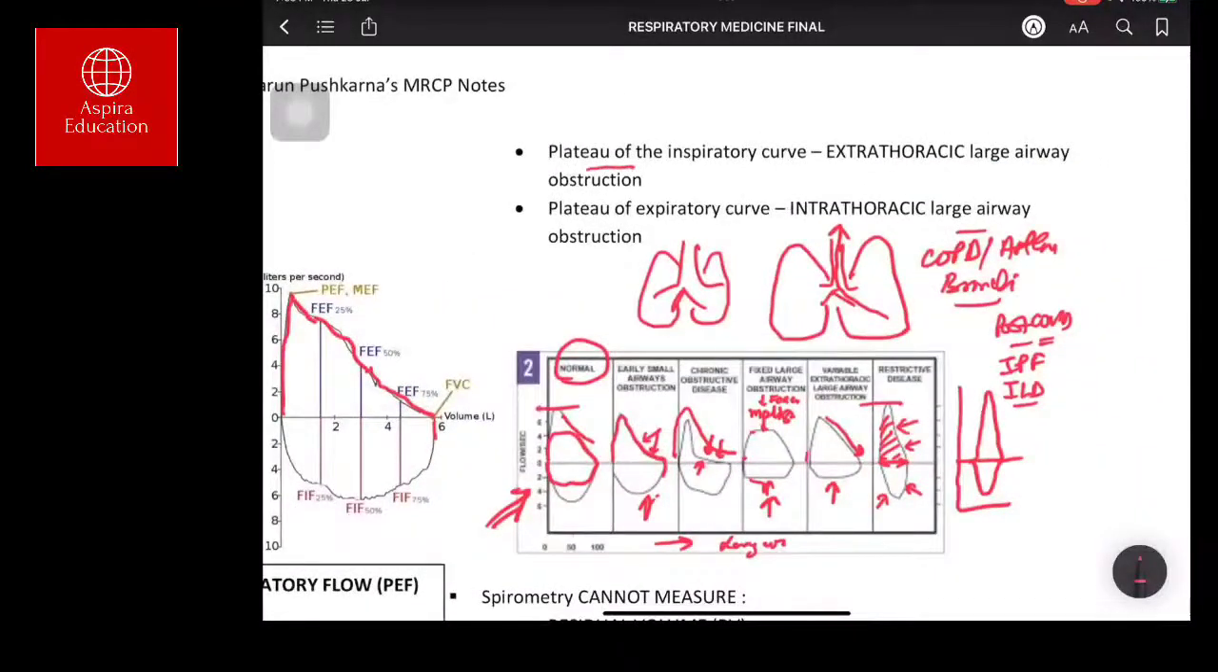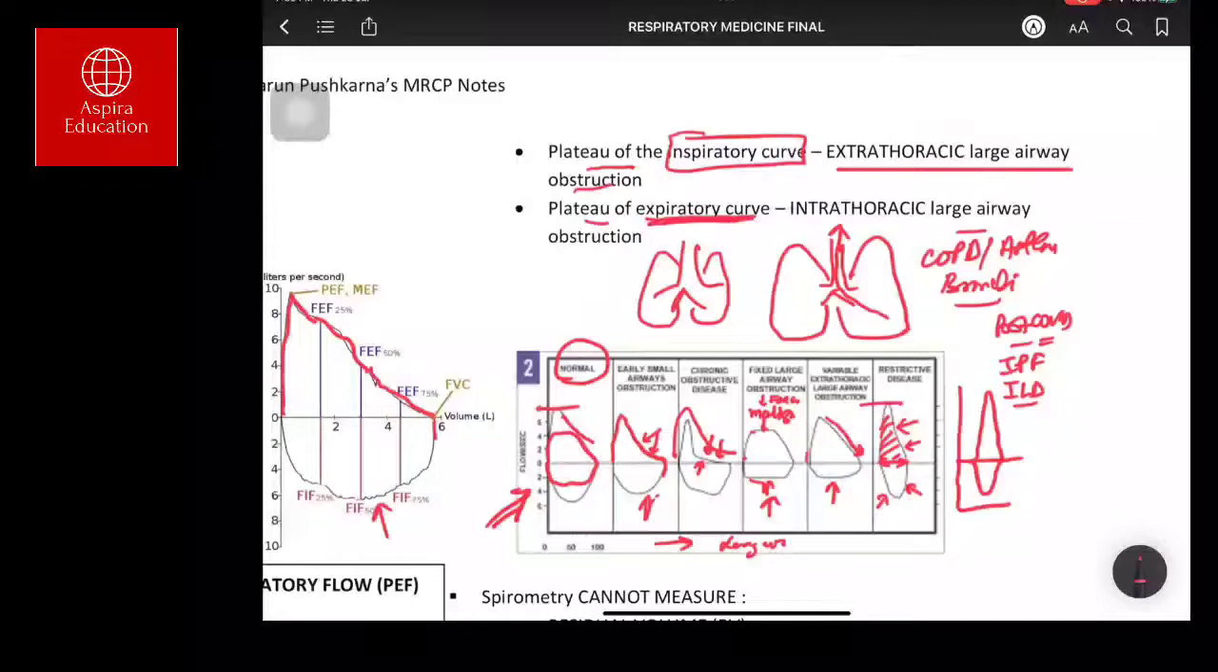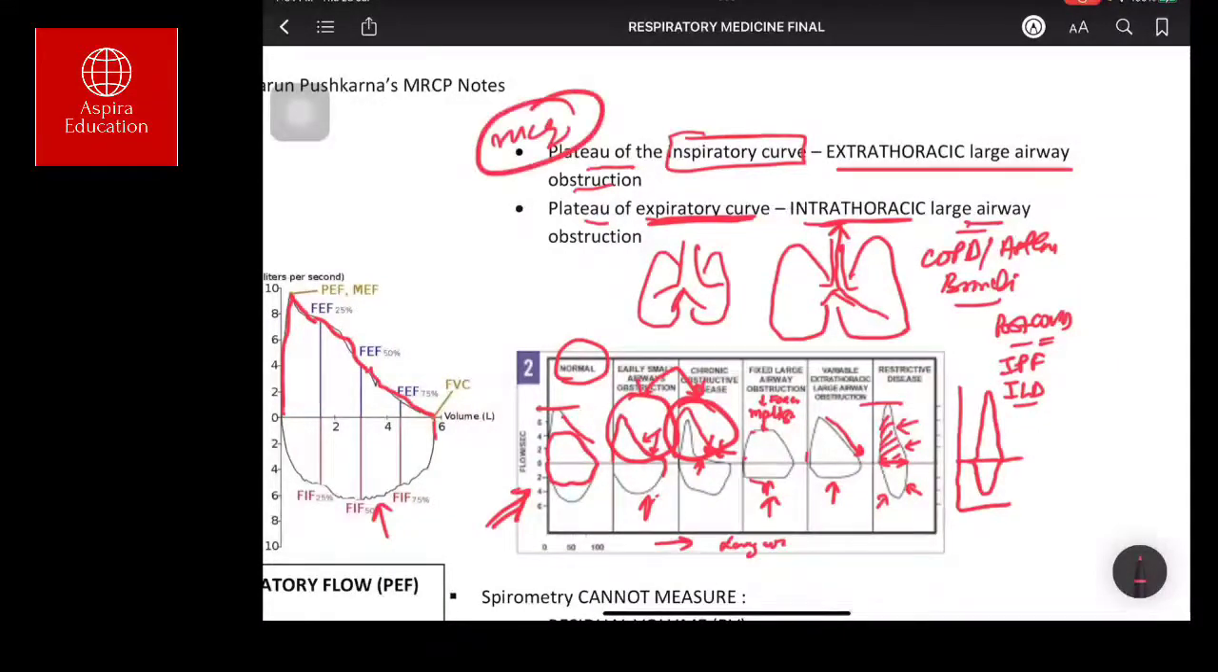So if you see a plateau on the inspiratory curve, that is below the line, that is extrathoracic large airway obstruction. And if you see a plateau on the expiratory curve, it is basically intrathoracic large airway obstruction. These are different situations of large airway obstruction. So this is an MCQ. Very important: an inspiratory curve plateau means extrathoracic large airway obstruction, because that is where stridor occurs.